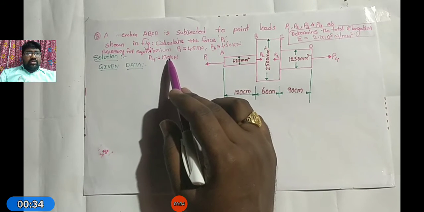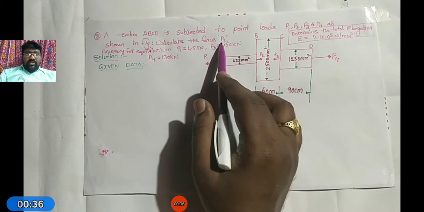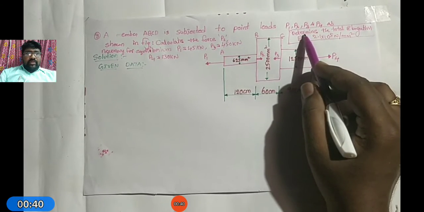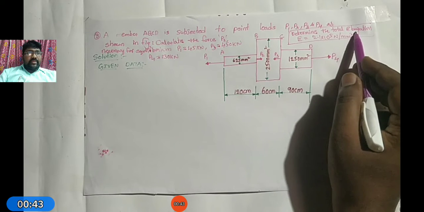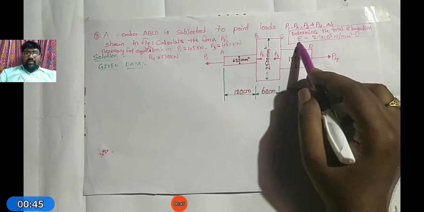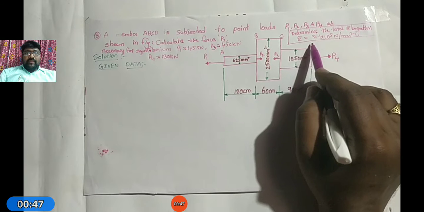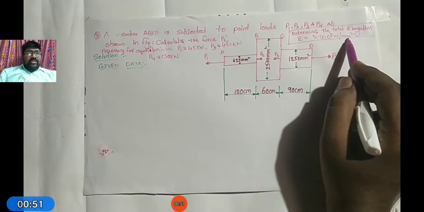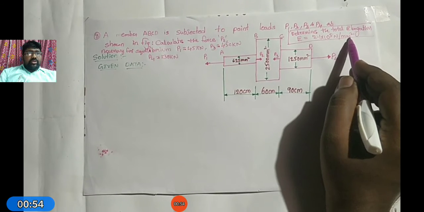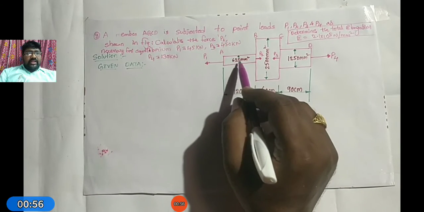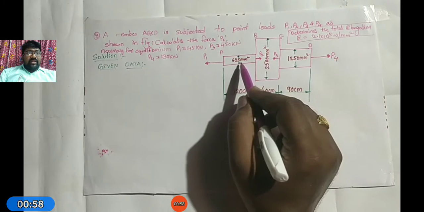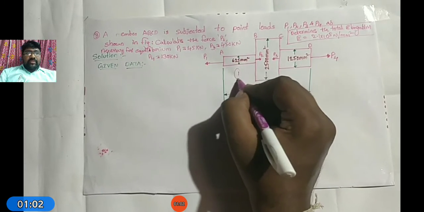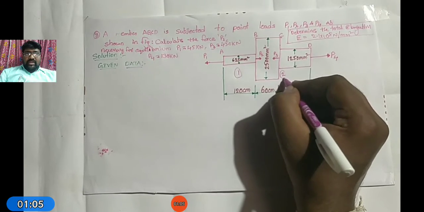This body is subject to a total of 4 forces, that is P1, P2, P3, P4. They gave P1, P3, P4. We need to calculate P2 and determine the total elongation. Same problem, but we need to calculate the force P2. Young's modulus is equal to 2.1 into 10 power 5 Newton per millimeter square. Here Young's modulus is the same for every material, but area is different from section to section because the diameter of the object is changed.